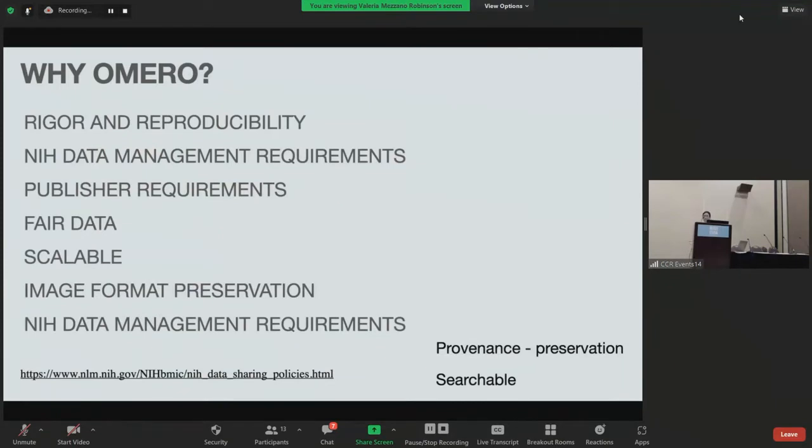So why did we choose OMERO? One, the image format, because of rigor and reproducibility, because you can track your data very well, because there are NIH data management requirements coming up, and you need to be able to see where that data comes from, when it was produced, when it was modified, etc. There are publisher requirements, of course. We wanted FAIR data, and we wanted specifically a scalable system. So we didn't want something in-house. We wanted something from people who know how to manage things that grow fast.